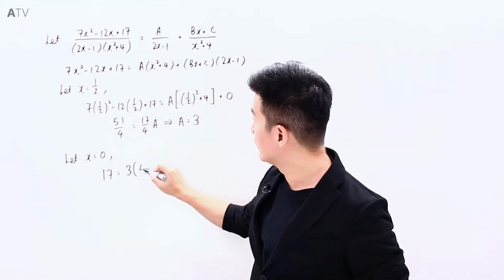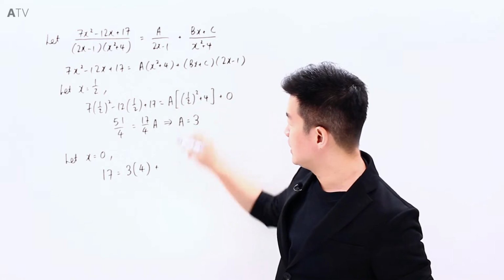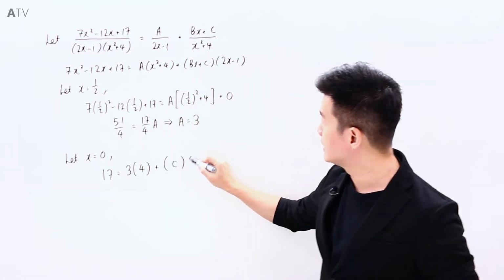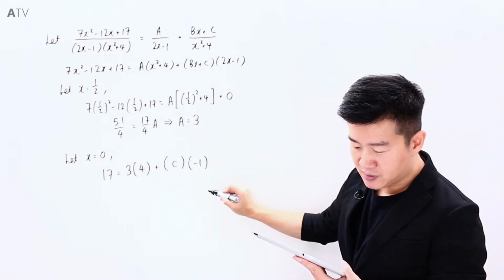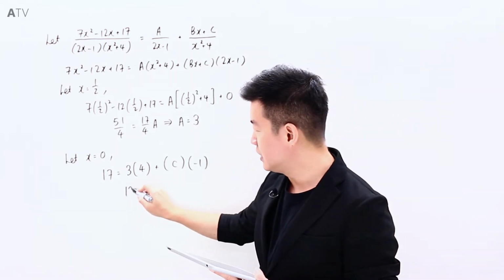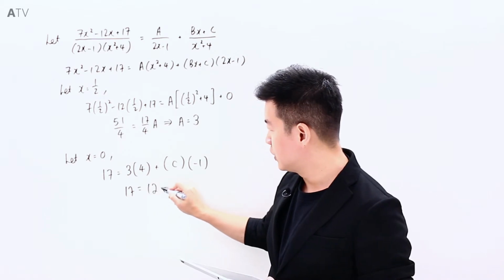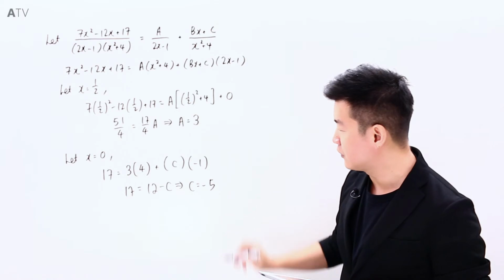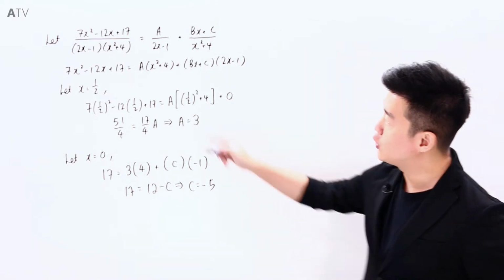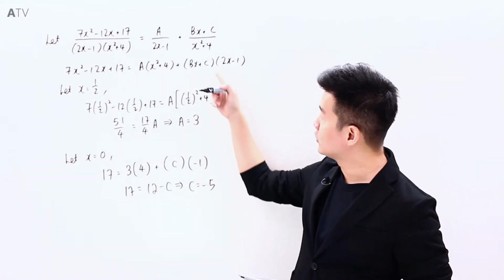So we have 4, plus B will disappear. This will leave me with C. 0 substituted into this will leave me with minus 1. This will give me 17 is equal to 12 minus C, and it will help me to solve for C. C is negative 5. And now we know A is equal to 3, C is equal to negative 5.